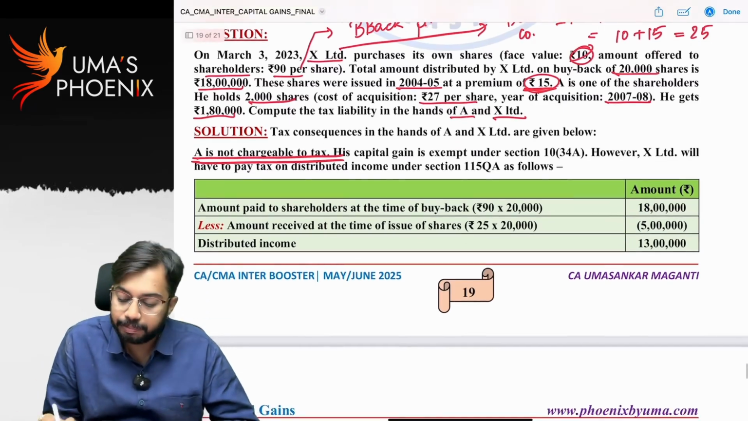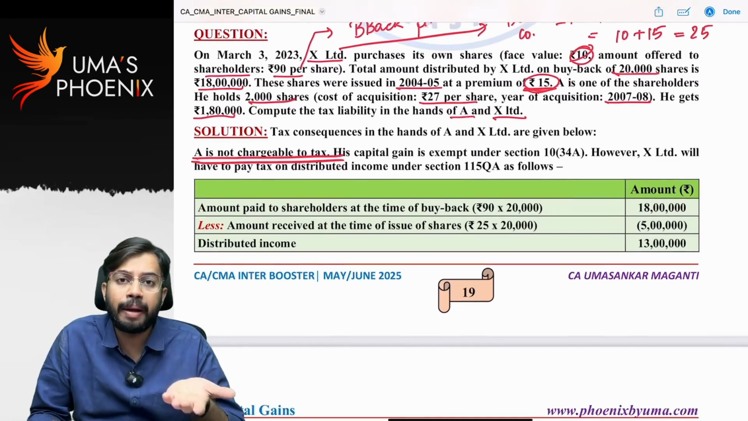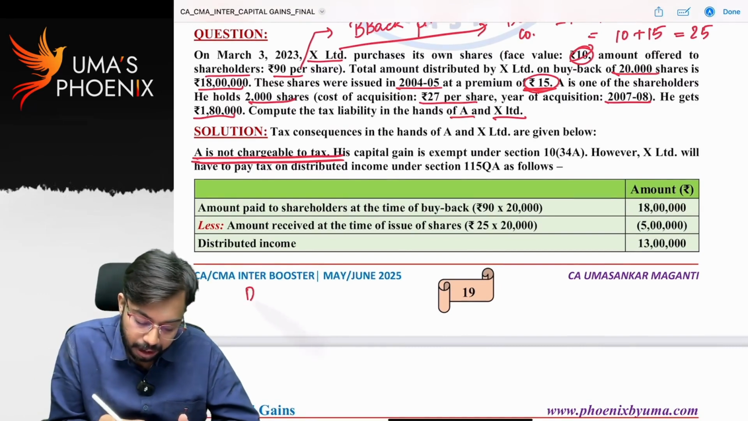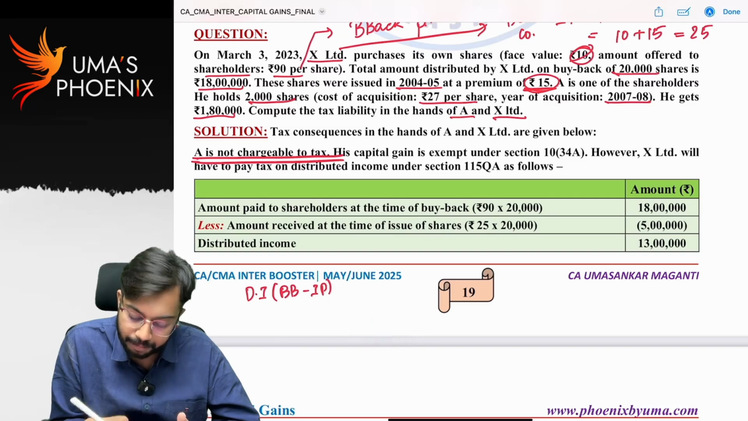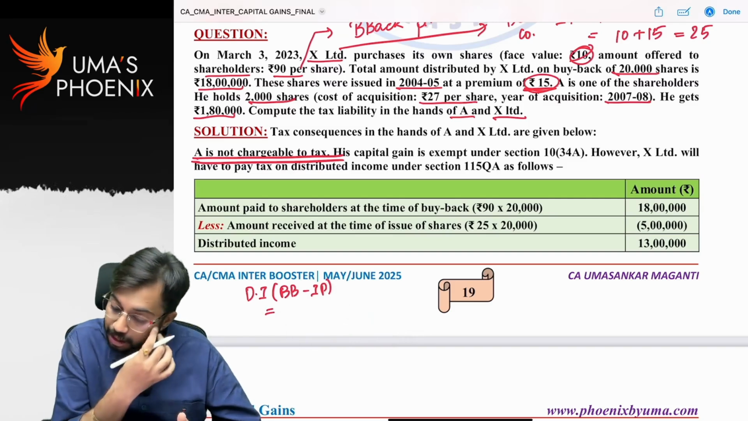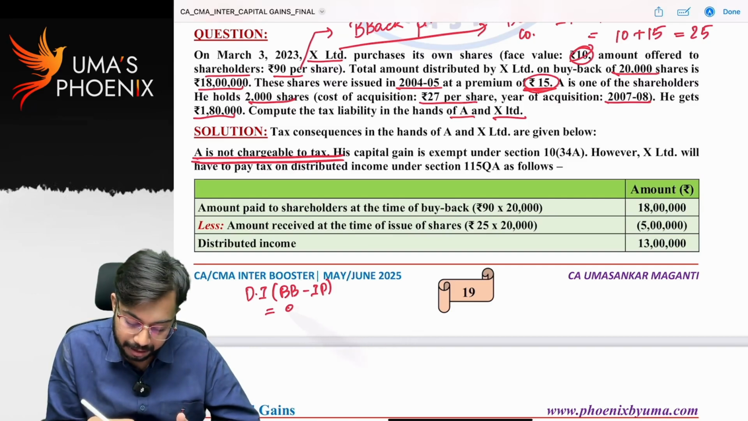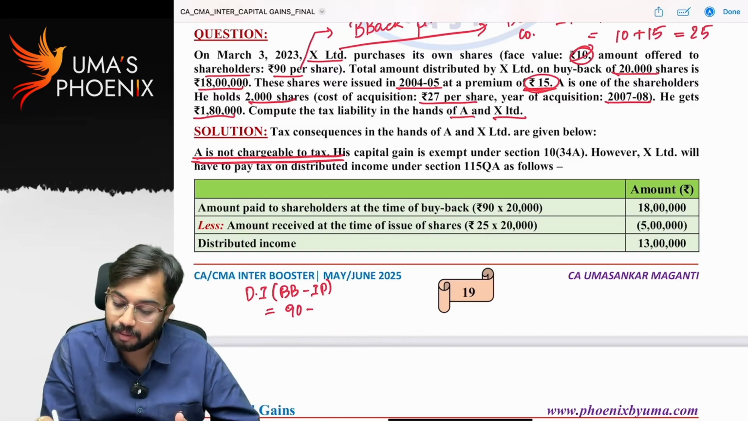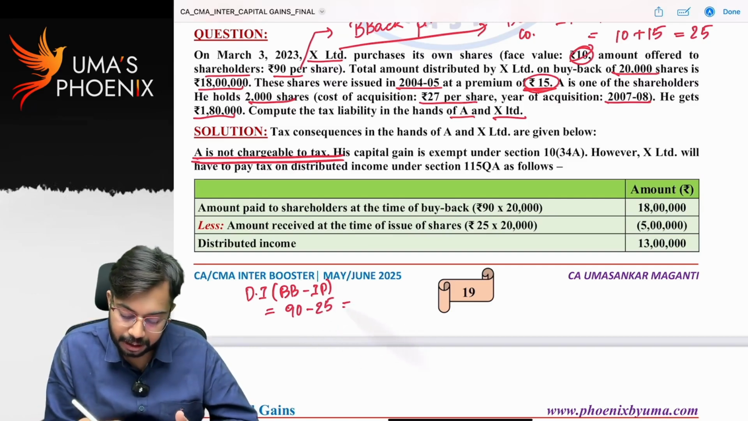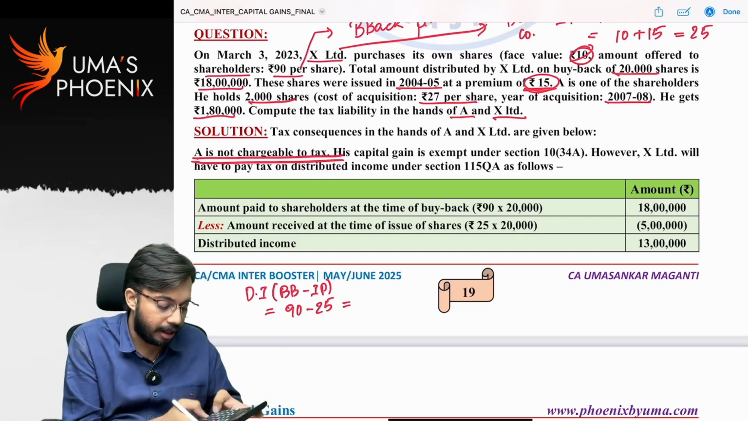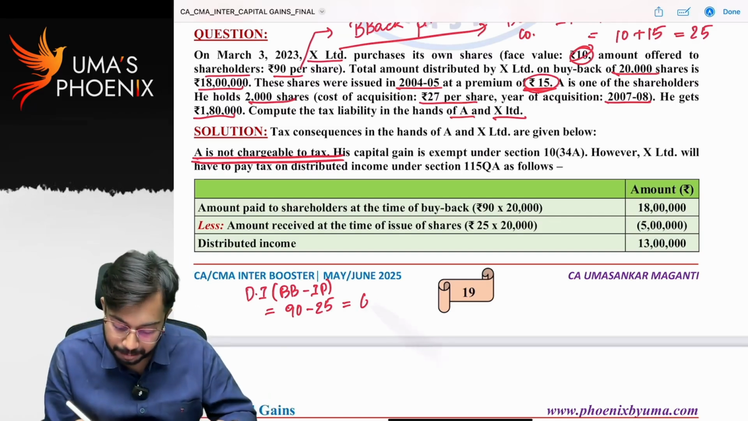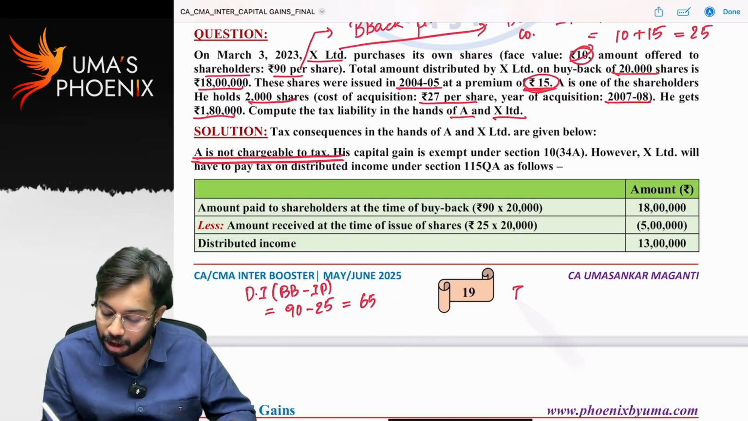How much is the company required to pay tax on distributed income? Distributed income is equal to buyback price minus issue price. How much is the buyback price? Buyback price is 90 rupees. Issue price is 25. So how much is distributed income? 90 minus 25, 65 rupees is distributed income.